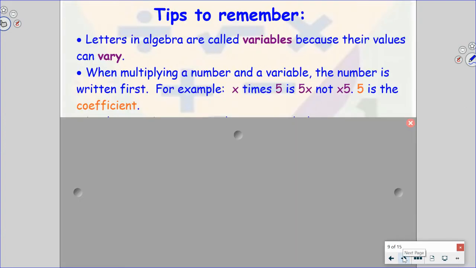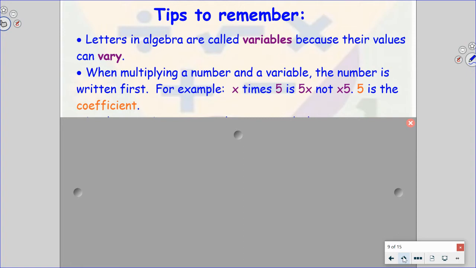Some tips to remember. First of all, when it comes to algebra, letters in algebra are called variables. And look at the root word of variables. It's because they can vary, they can change. X can be 4, X can be 5, X can be 55 million. X can be all sorts of numbers. It can change.